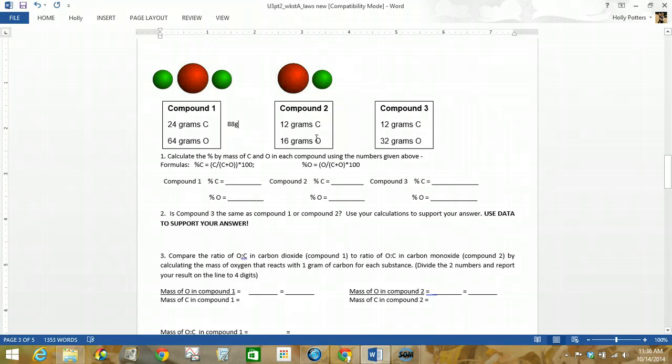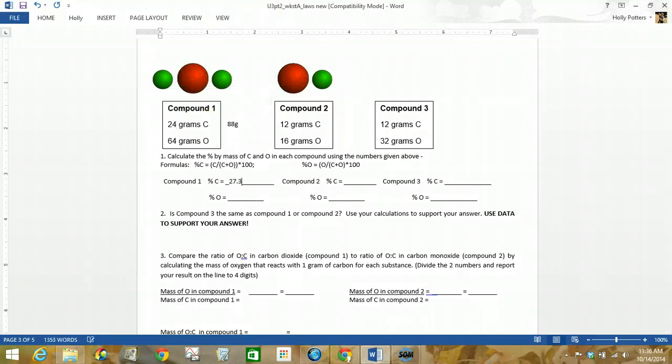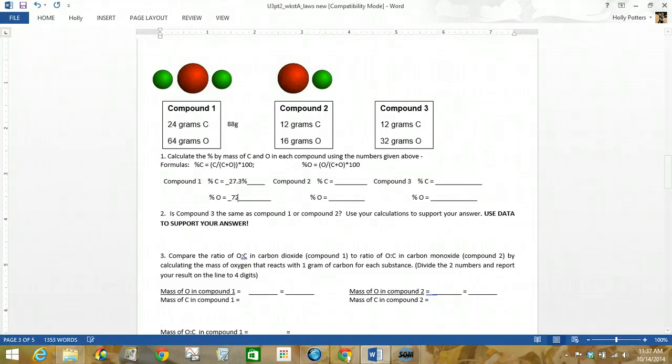So that's 88 grams. The percent then of carbon in this compound is going to be the 24 divided by 88 and then times 100, and so that should come out to 27.3%. Do the same thing for the oxygen, and notice that we are taking the 64 divided by 88 times 100, and that gives us 72.7%. As you'd expect, these 2 percentages should add up to 100, just to check our work, so that does add up to 100%.